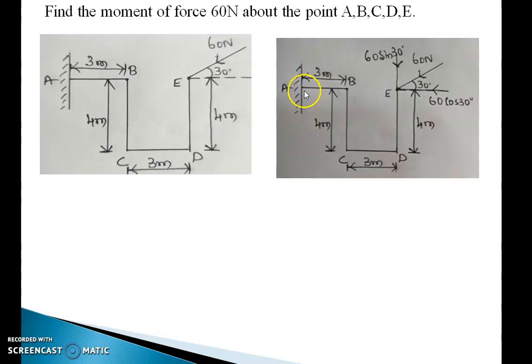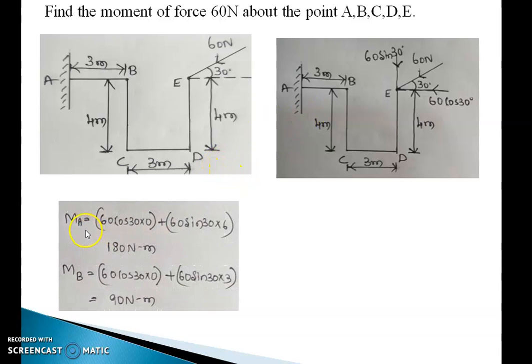First step, I need to find the moment about A. In fact, from this sketch, it is clear that A, B, E are in the same level. For that, first I need to forget about the 60 Newton, and see only these resolved forces, 60 sin 30 and 60 cos 30. To find the moment about A, I will consider any one of these two forces. I will consider 60 cos 30 here. So first resolved force, 60 cos 30.